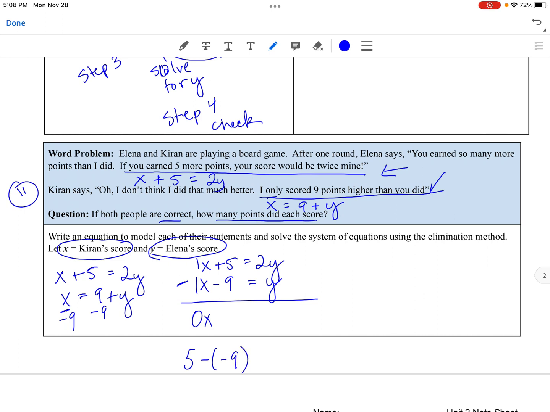5 minus negative 9. That's the same as saying 5 plus 9. So that's 14. 2y minus y. 1y is just y, or 1y. The x disappears. So we get y equals 14. Elena's score is 14. Now I'm going to let you continue to solve that to find Kieran's score. So find x. Okay, that's it.